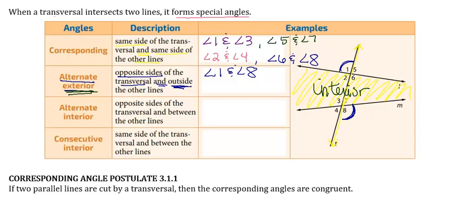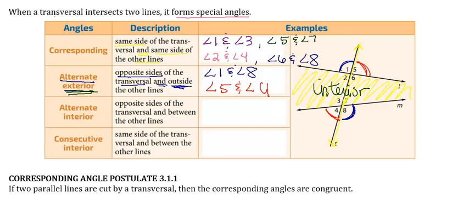Then we have another set of alternate exterior angles, because we have angle 5 and what angle? Perfect, angle 4 would also be. So angle 1 and angle 8, angle 5 and angle 4.